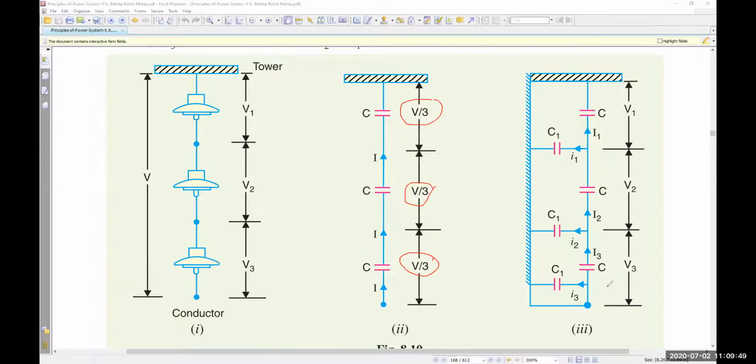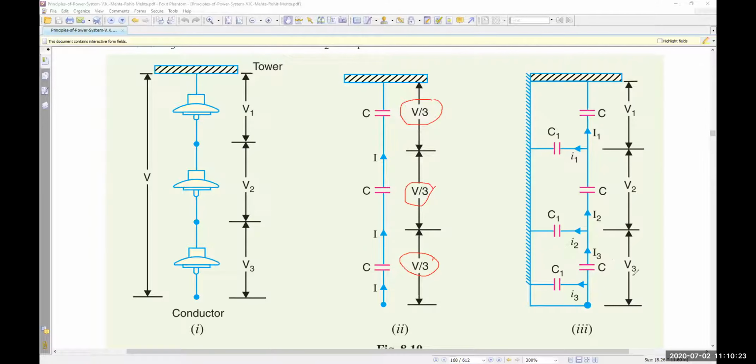But here, look at this. Since you have some shunt capacitance as well, your current will go through that as well. This current is called I3, this is small i3. This current is called I2, this is small i2. This current is called I1, this is small i1. Now, previously all currents were I, the same current, that means the same voltage. Now, different current, different voltage: V3, V2, V1. Okay?